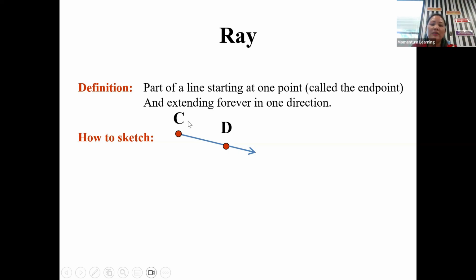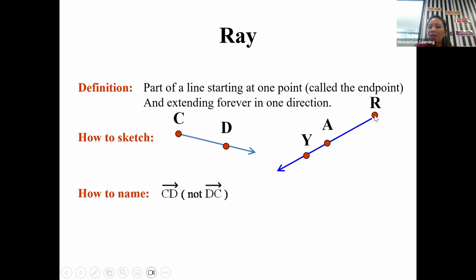Okay. So what do you see from there? How do you name a ray? Naming a ray is still the same thing. You will need 2 points. So I go from point C to point D. With the ray, you start naming at C, and then you head toward D. And that is the direction of the arrow, starting from C, heading toward D. For this ray, as you can see, I'm starting at R. I'm heading toward A. Or I can start from R, but head toward Y. Whether I'm going toward A or toward Y, it's still in the same direction. So I can call it ray RA or ray RY.